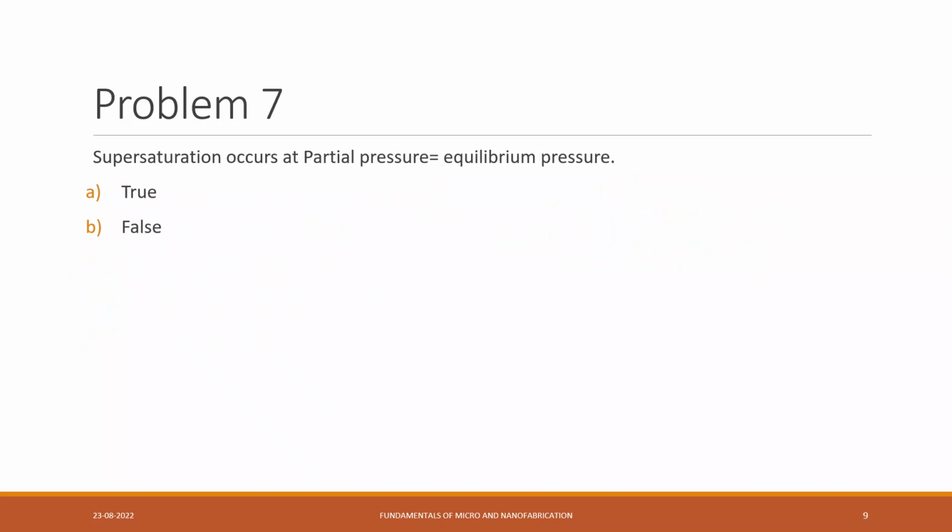So problem 7. This is a statement: supersaturation occurs at partial pressure equal to equilibrium pressure. True or false? The supersaturation event is very important for nucleation to happen.